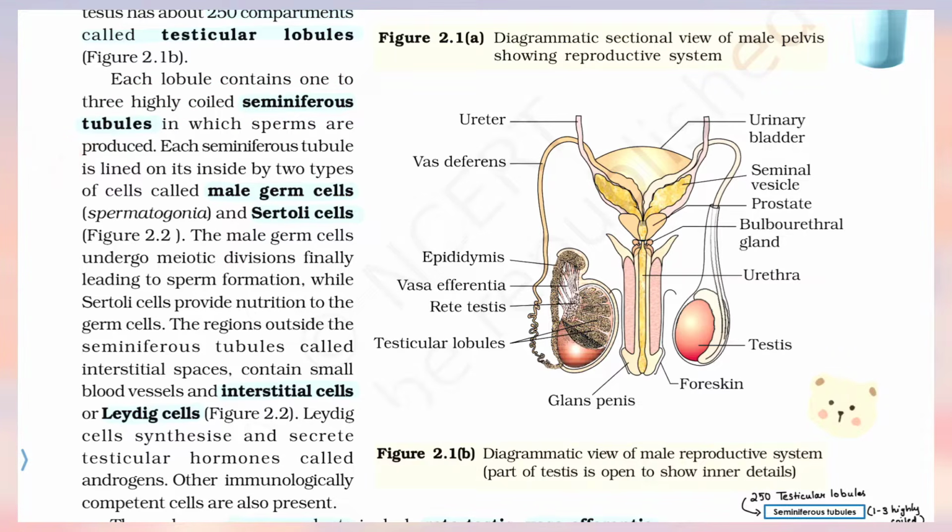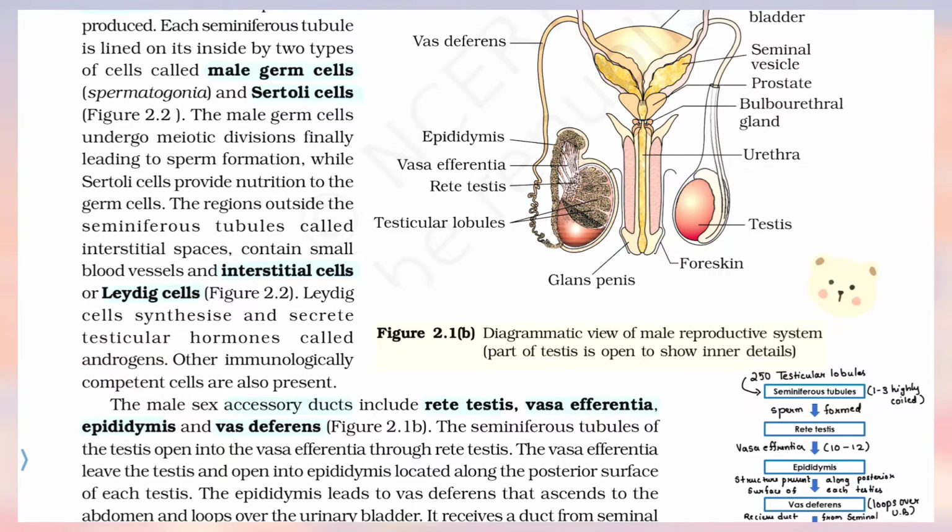Each seminiferous tubule is lined on its inside by two types of cells called male germ cells, which is spermatogonia, and Sertoli cells. The male germ cells undergo meiotic divisions, finally leading to sperm formation, while Sertoli cells provide nutrition to the germ cells. The region outside the seminiferous tubules, called the interstitial spaces, contains small blood vessels and interstitial cells or Leydig cells. Leydig cells synthesize and secrete testicular hormones called androgens. Other immunologically competent cells are also present.